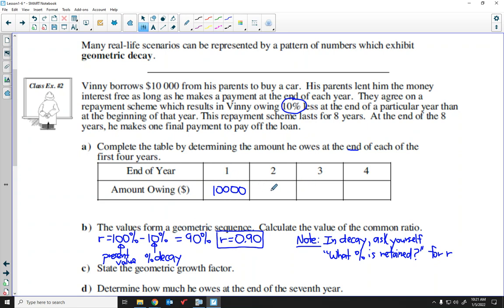So to fill in the amount that's owed at the end of the first 4 years, we're going to take this one and multiply by 0.90. So that would just be 9,000. And then get term 3 by multiplying again by 0.90. This would be 8,100. And again, multiply by 0.90. And this would give you 7,290.